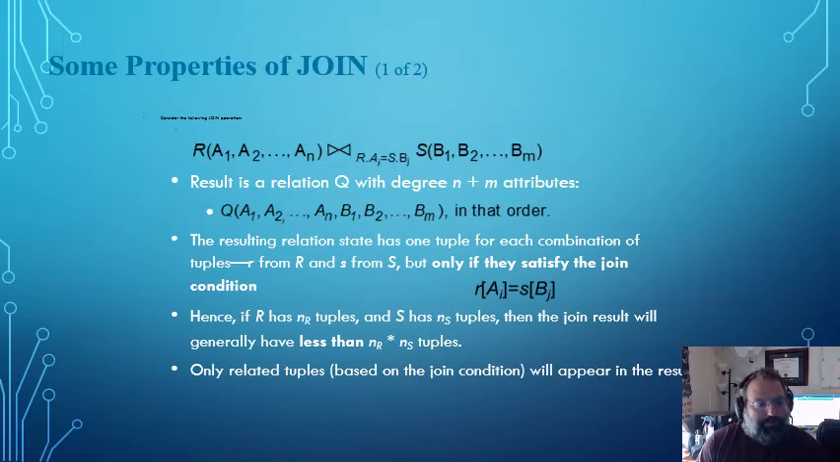Some properties of join. The result is a relation Q with m plus n attributes. The resulting relation state has one tuple for each combination of tuples, r from R and s from S, but only if they satisfy the join condition. Hence, if R has n_R tuples and S has n_S tuples, the join result will generally have fewer than n_R times n_S tuples. So it's typically a subset of the Cartesian product. Only related tuples based on the join condition will appear in the result.